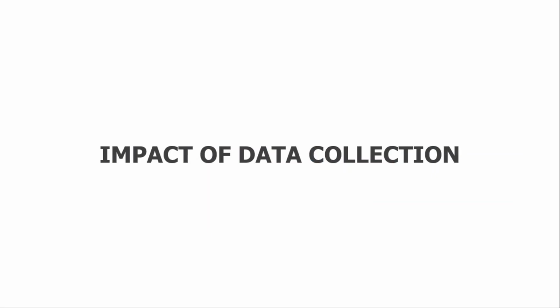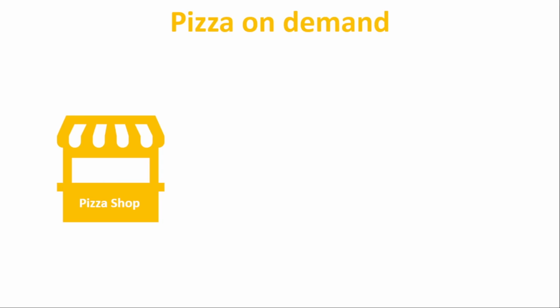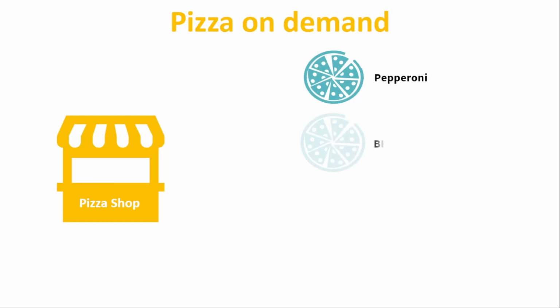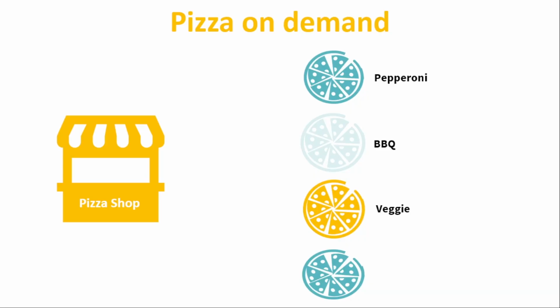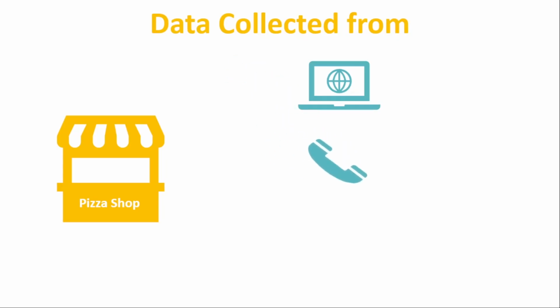So let's take a quick example of the impact of data collection. Let's imagine we have a pizza on demand shop. Now this shop has all different types of pizzas, right? It has a pepperoni pizza, a barbecue, a veggie, and also a margarita. Now imagine there are hundreds of customers placing orders from the shop via various methods. Like let's say someone goes to the website of the shop and places the order from there. Someone calls the pizza shop and places the order there. Or someone visits the shop directly and places the order.